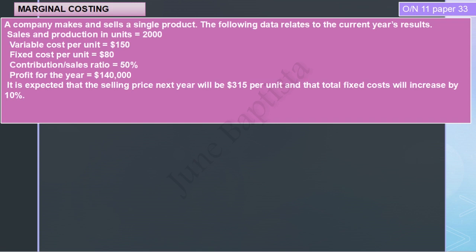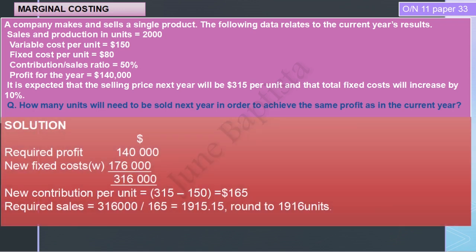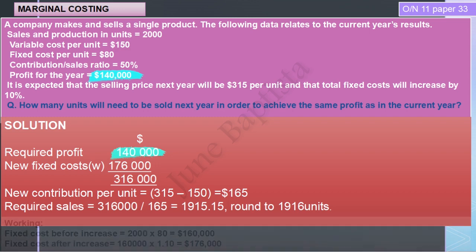This is an interesting example on marginal costing taken from a past paper. Pause the video and study the information given carefully. Question: how many units will be needed to be sold next year in order to achieve the same profit as in the current year? Solution: the required profit is $140,000. The new fixed costs as per working 1.